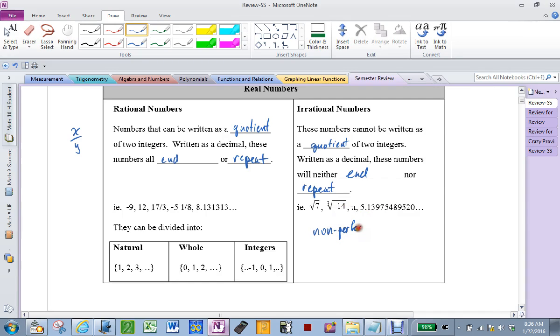This one is most likely going to be a non-perfect square. Anytime you have a non-perfect square, you've got an irrational number. Please remember, this officially only appears to be irrational.